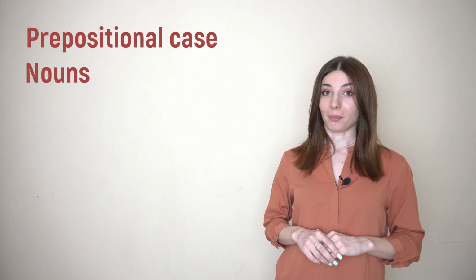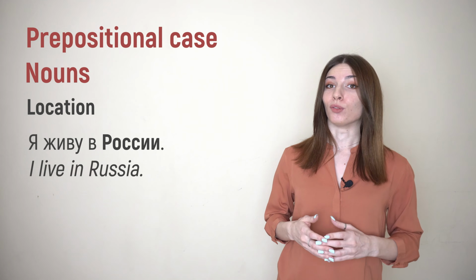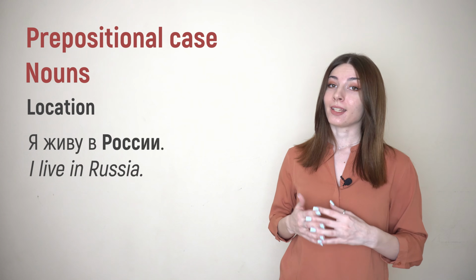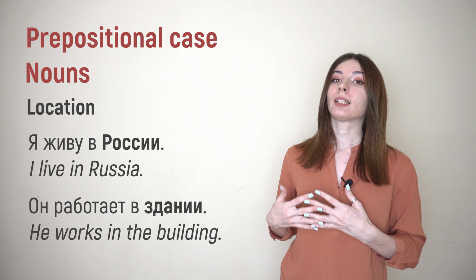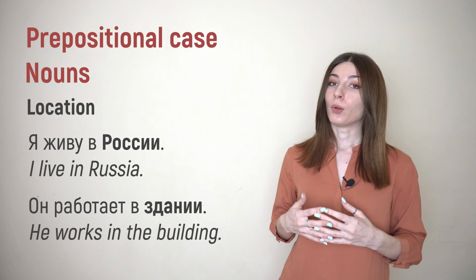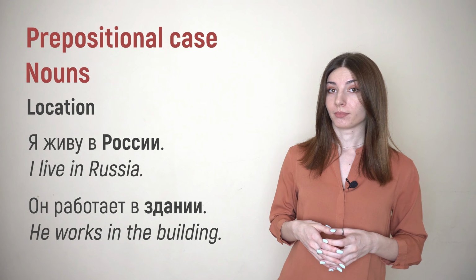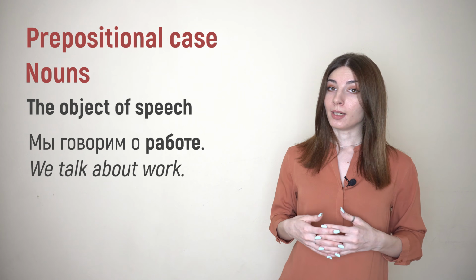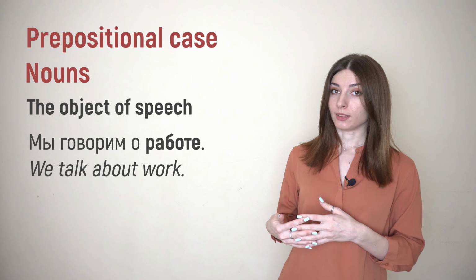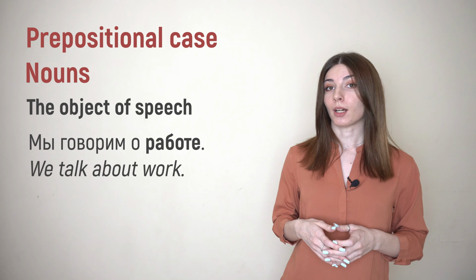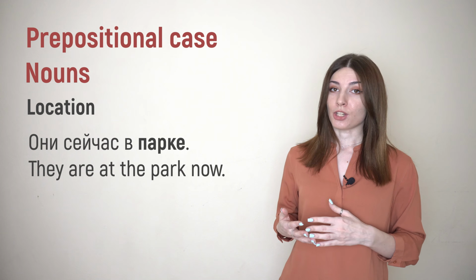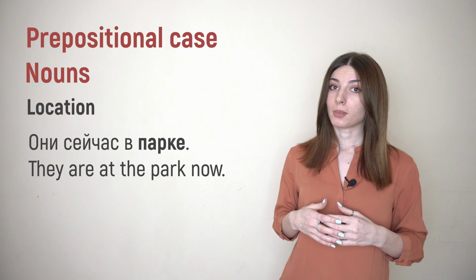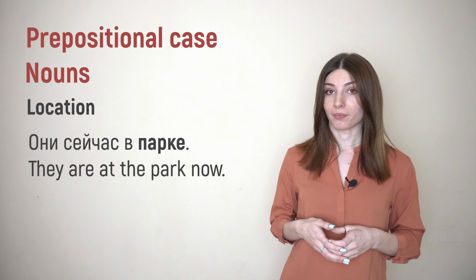Let's take some examples. Я живу в России. Он работает в здании. Мы говорим о работе. Или: Они сейчас в парке.